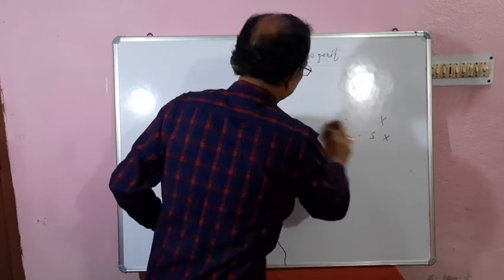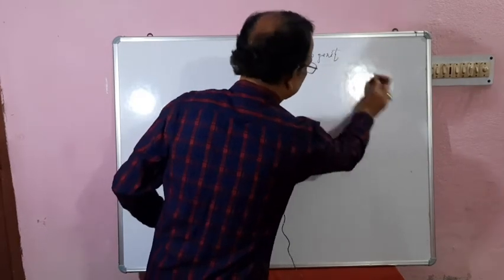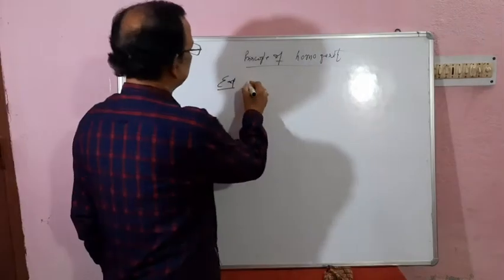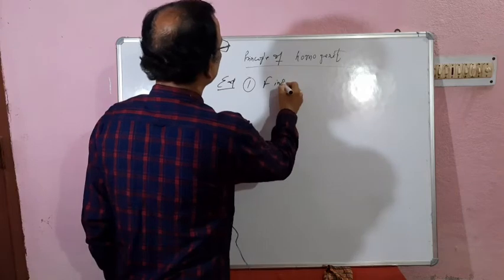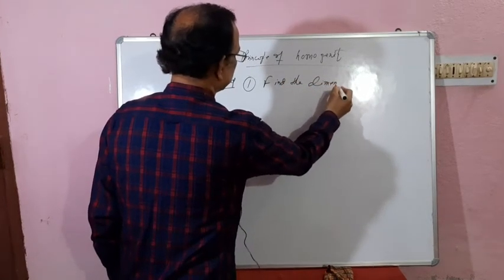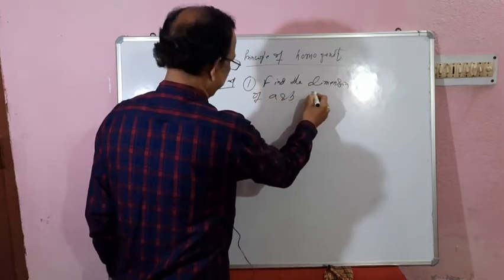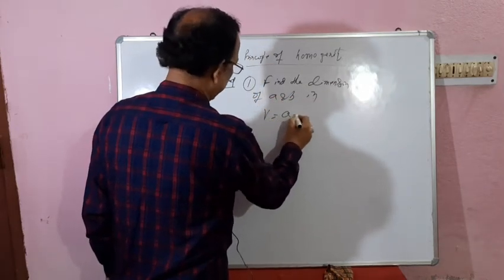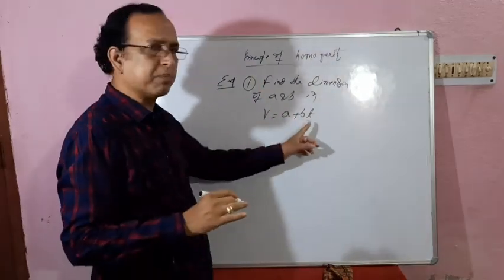Now, with the help of the principle of homogeneity, we clear up this principle by solving some examples. First example is: find the dimension of A and B in v is equal to A plus Bt.